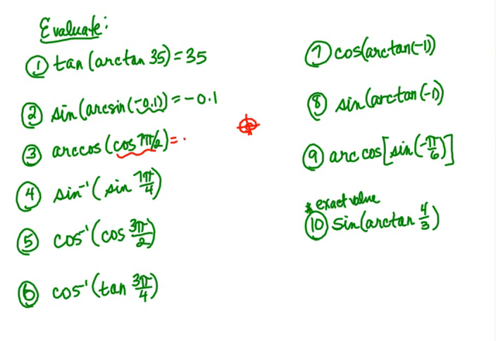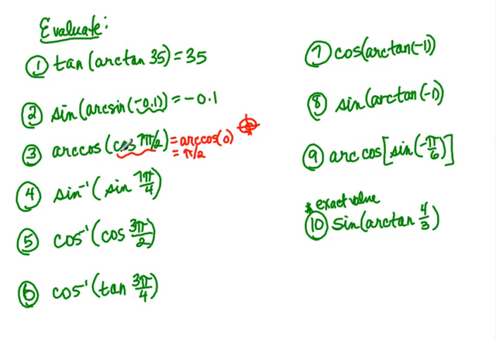So this is really saying what is the arc cosine of 0? So arc cosine of 0 means what? It means to tell me an angle between 0 and pi whose cosine is 0. And that angle is pi over 2. So you can see here that arc cosine of cosine of 7 pi over 2 is pi over 2.